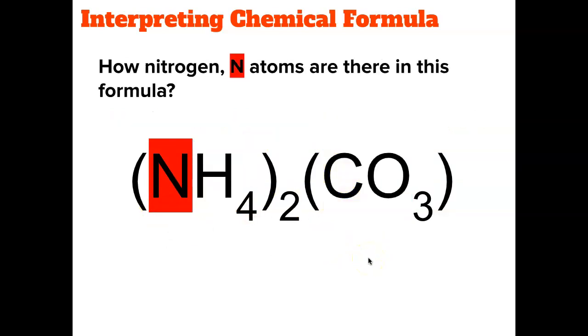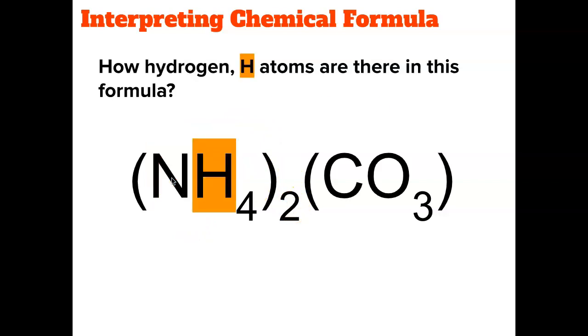And then it asks how many nitrogens we have. So nitrogen is inside this parentheses. There's an imaginary 1 next to it times the 2 on the outside. So 1 times 2 means we have 2 nitrogens. And then it asks how many hydrogen atoms there are. So here's our hydrogen right here, and we can see there's a subscript of 4 next to it. And then there's also the 2 on the outside. So we're going to do 4 times 2, which means there's 8 hydrogens.